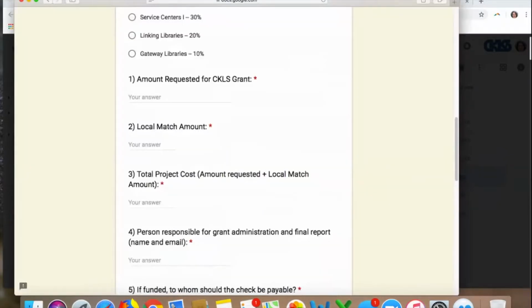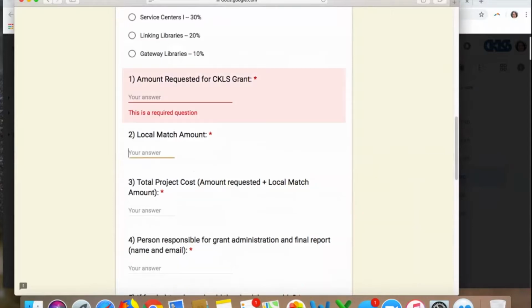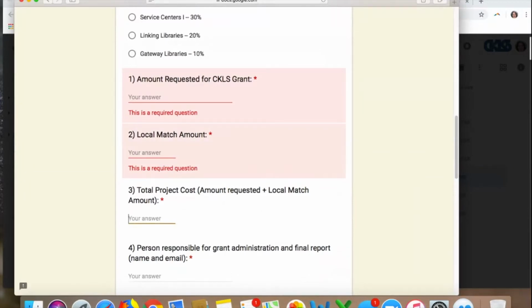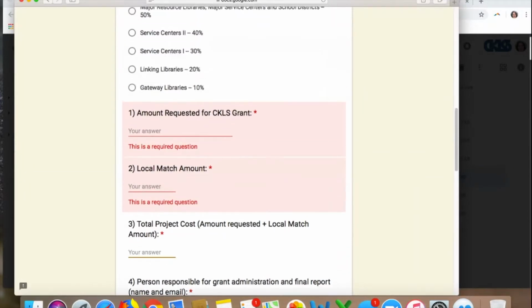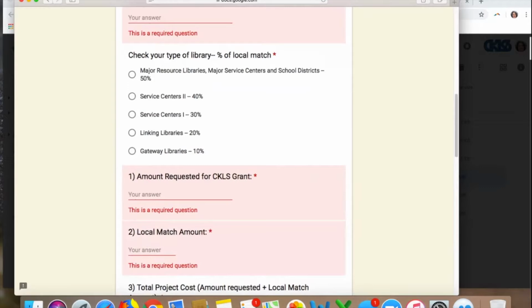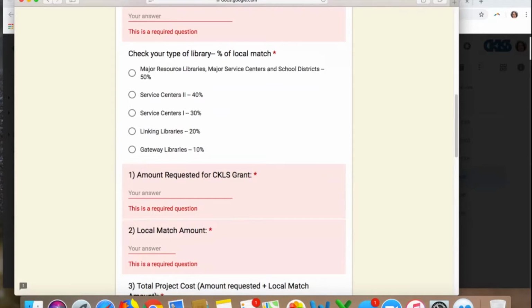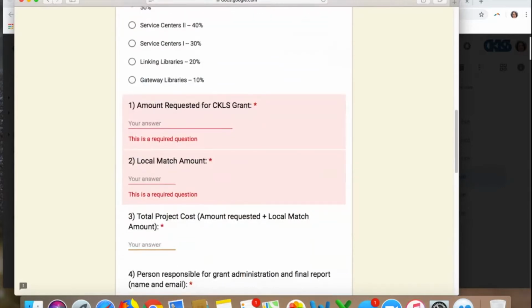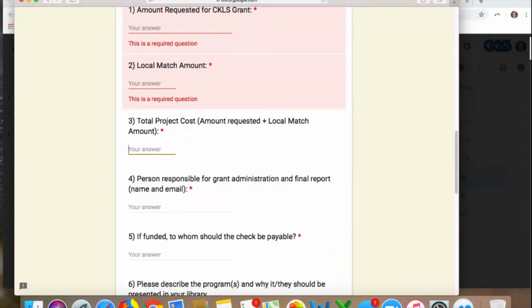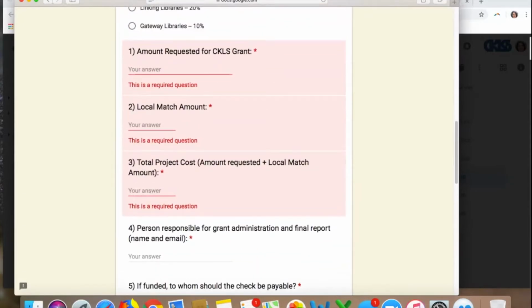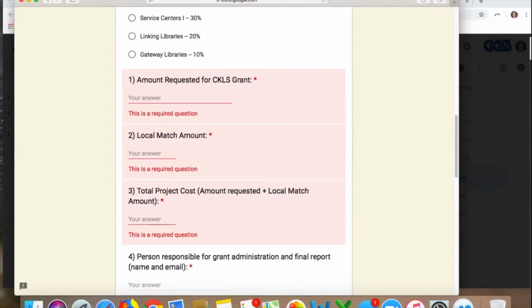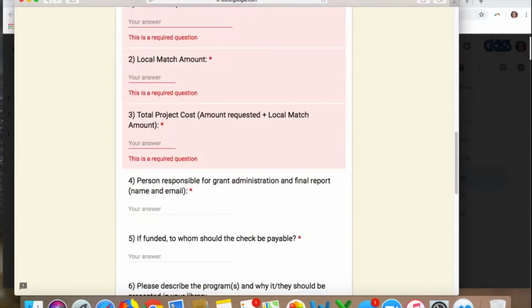So here I've broken it down. Amount requested for the CKLS grant plus your local amount gives us the total cost of the project. You've already checked up here whether you are a major resource library, whether you're a linking library, what percentage of your local match you need. So you've already told us that. We're not asking that information again. So this will tell us the total amount of the project, minus your local amount match, is going to give us what you need from CKLS. I think that's clearer. I hope everybody else thinks that's clearer as well.